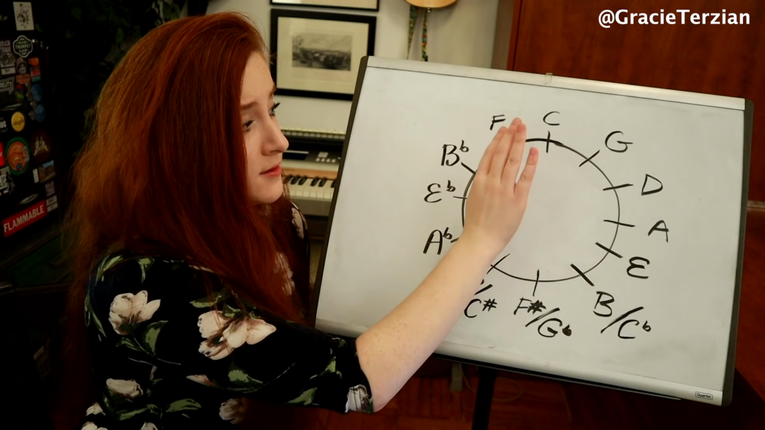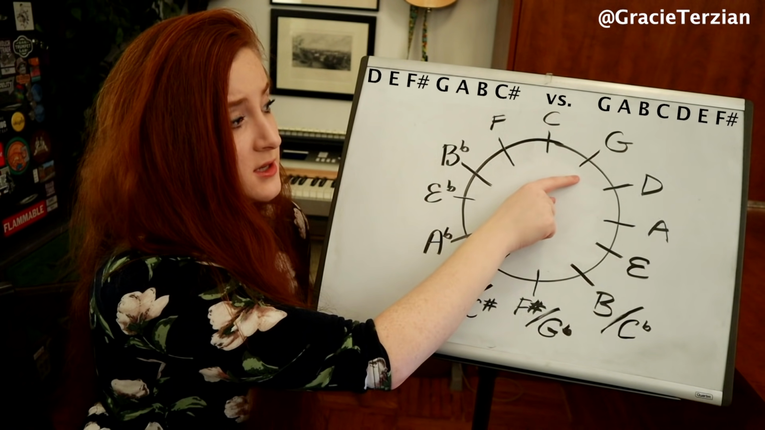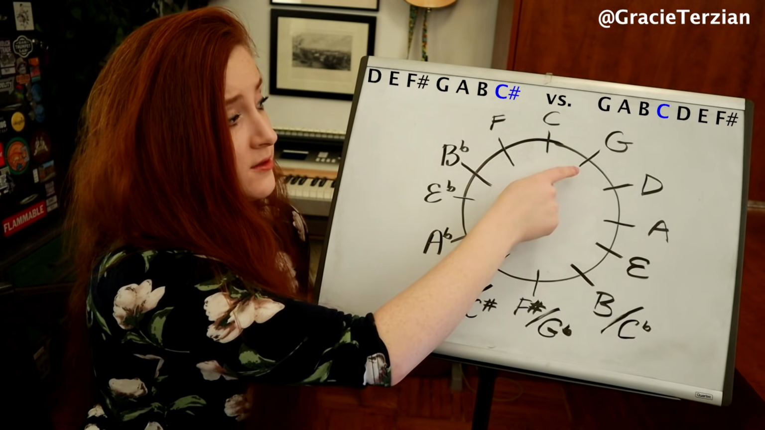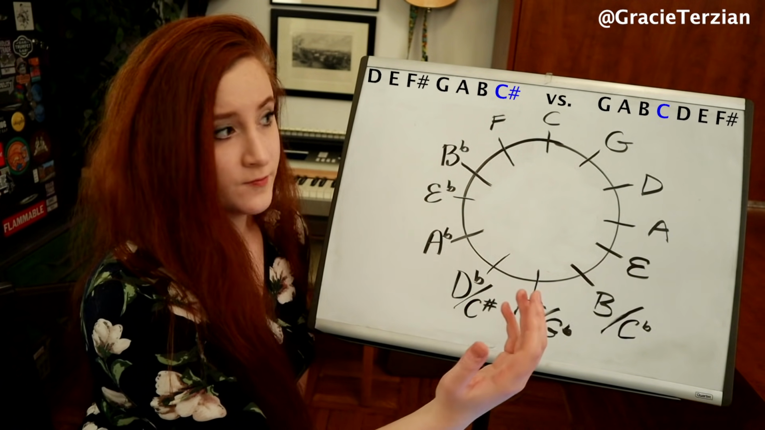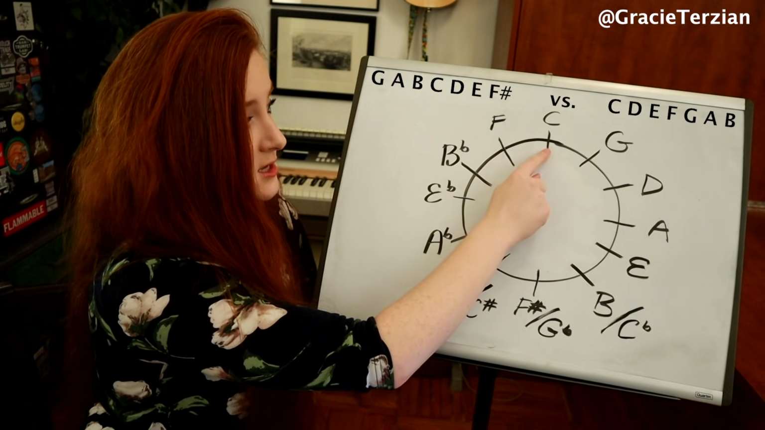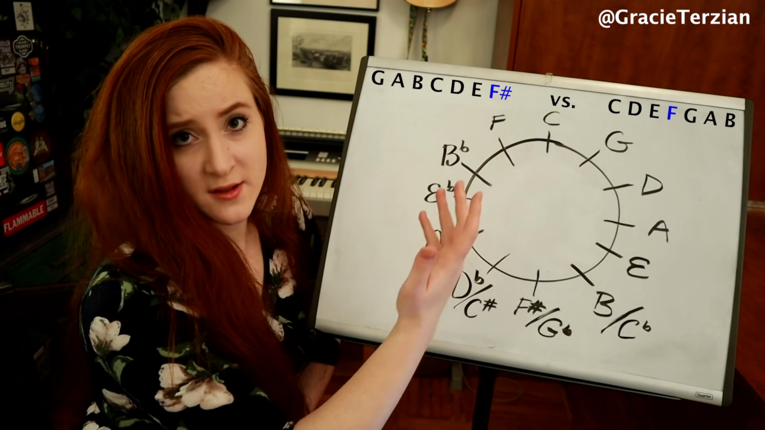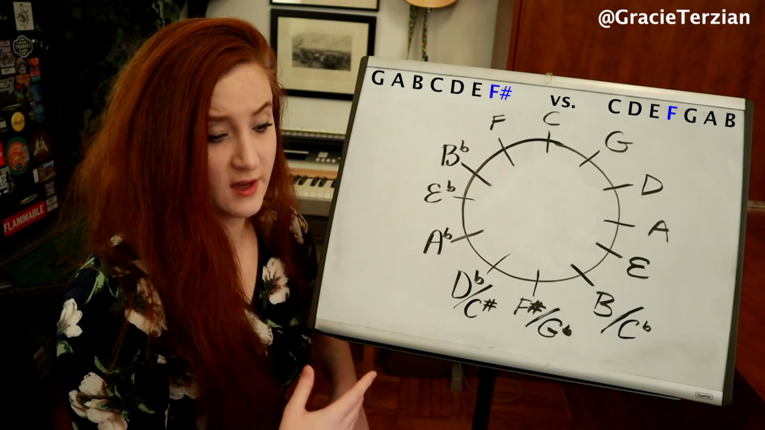For instance, note-wise, the only difference between the key of D major and the key of G major is that the key of D major has a C sharp, while the key of G major has a C natural. The only difference between the key of G major and the key of C major is that the key of G major has an F sharp, and the key of C major has an F natural. Otherwise, they have the same notes.